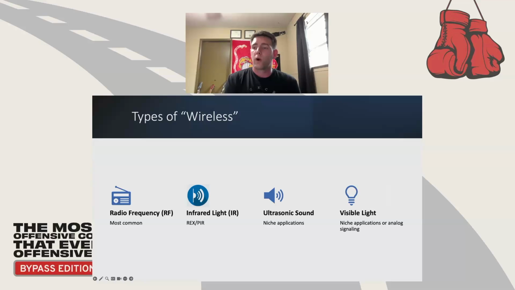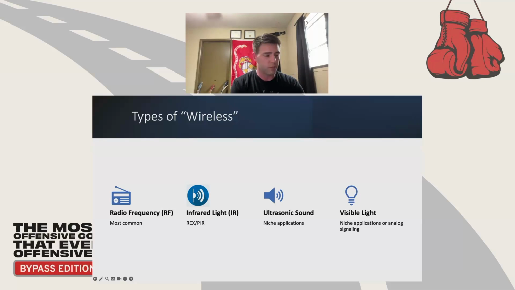There are several different types of wireless to take into consideration. The primary one is radio frequency. That's what we most commonly have: your AM/FM radio, or in business we have Wi-Fi, Bluetooth, RFID, all kinds of different things. Then we've got infrared light. Most people are familiar with this through TV remotes, HVAC remotes, things like that. But this is also going to be your request-to-exit sensors or your PIR sensors.